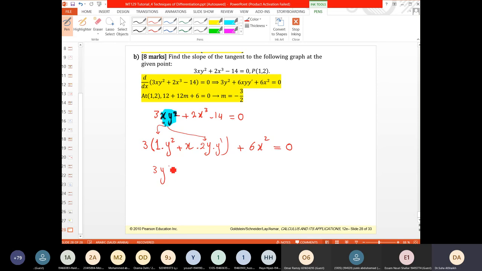Simplify it. This is 3y square plus 6x في y في y dash equal to 0. Simplify it. Substitute x and y. X here is equal to 1 and y here is equal to 2. Then get y dash. You will get y dash, the slope, is minus 3 over 2.